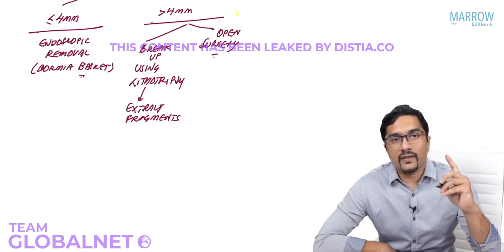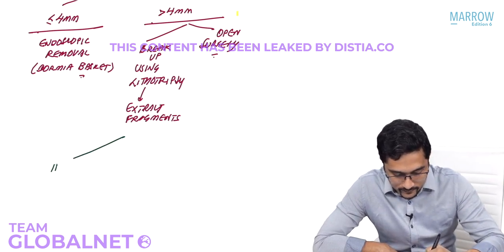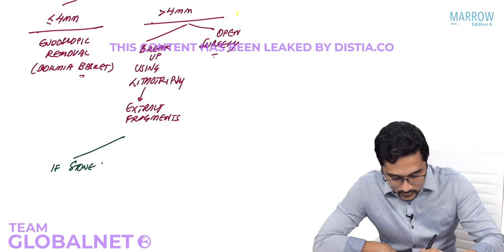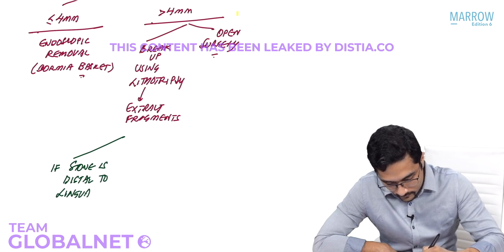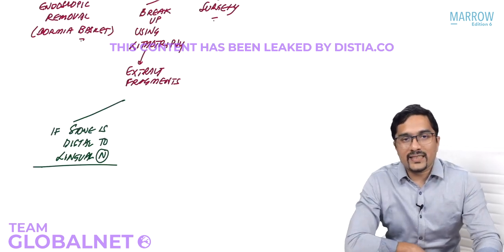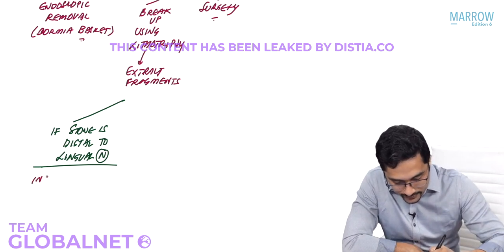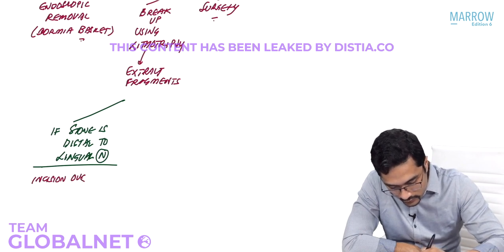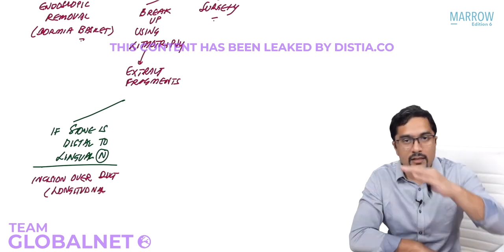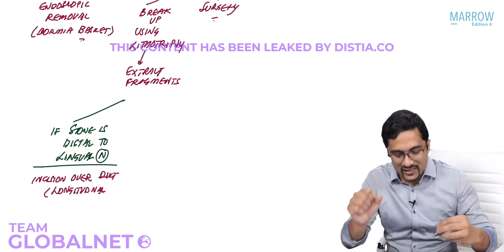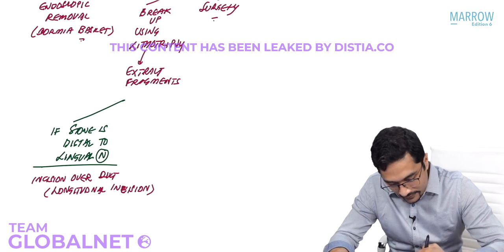Now, one more thing which we need to consider when we are dealing with submandibular gland stones: if the stone is distal to the lingual nerve, that is distal to the molar, then we can directly make an incision over the duct. And mind you, it has to be a longitudinal incision, because if you make a transverse incision and it heals, it's going to form a stricture. So I make a longitudinal incision over the duct, and we can extract the stone.